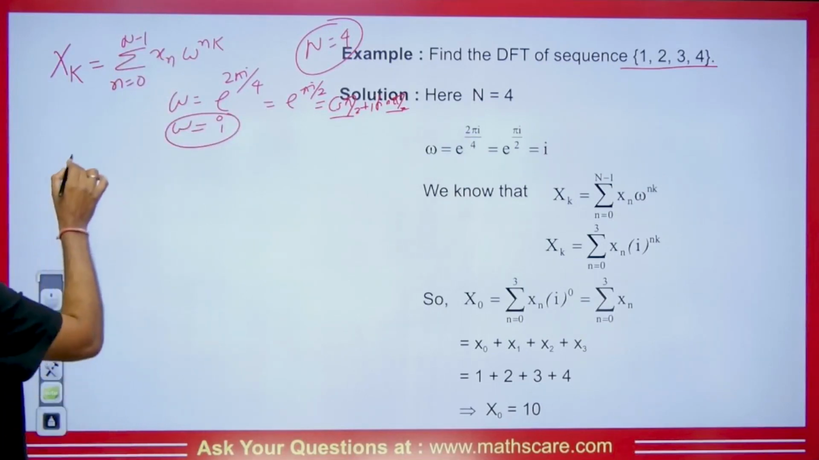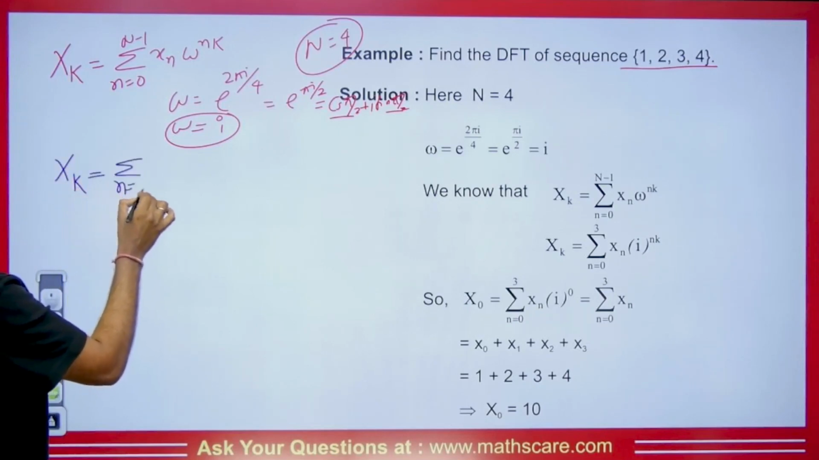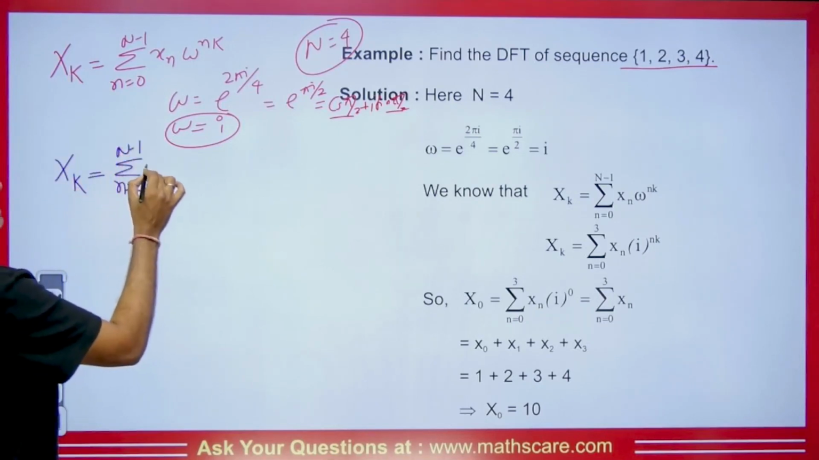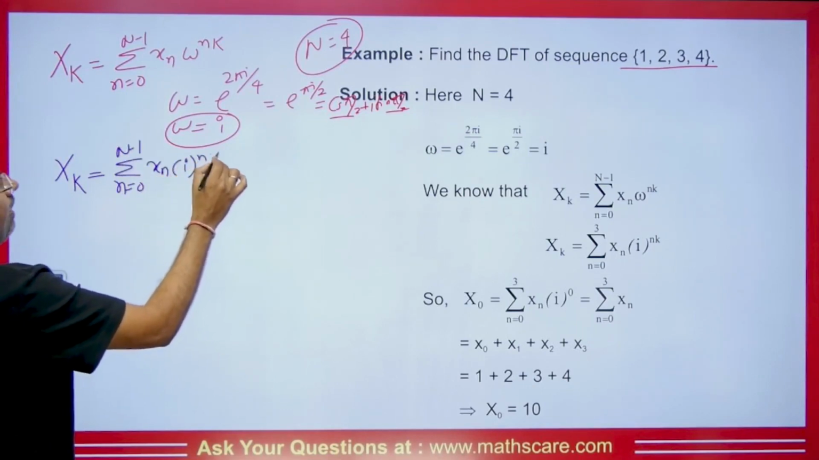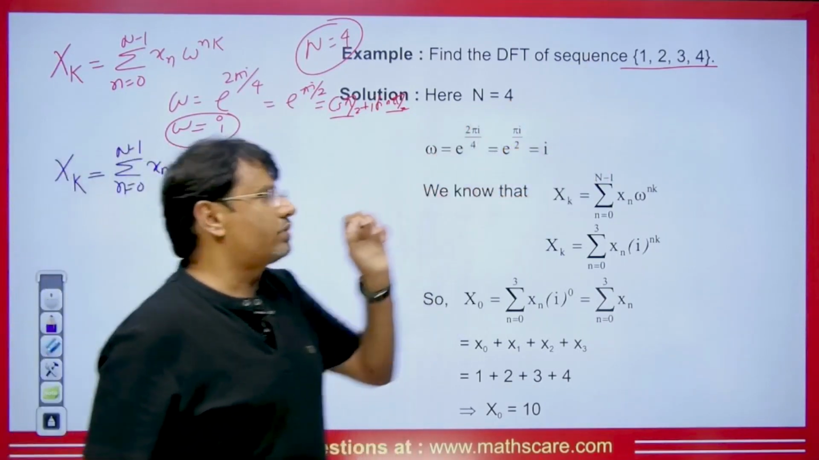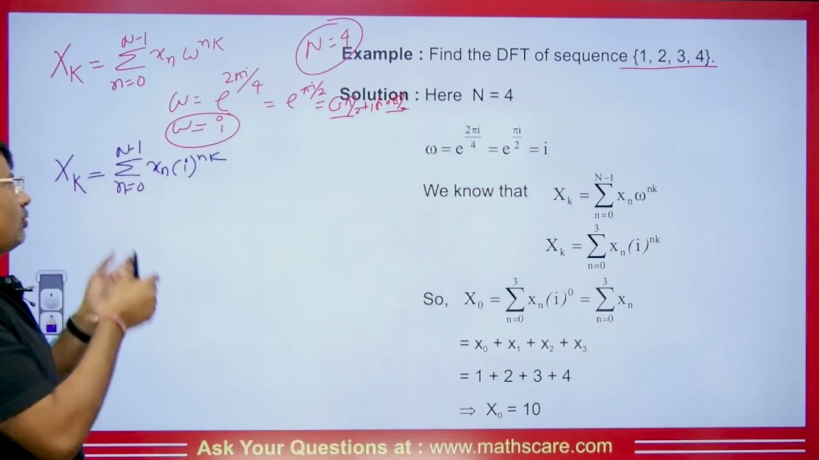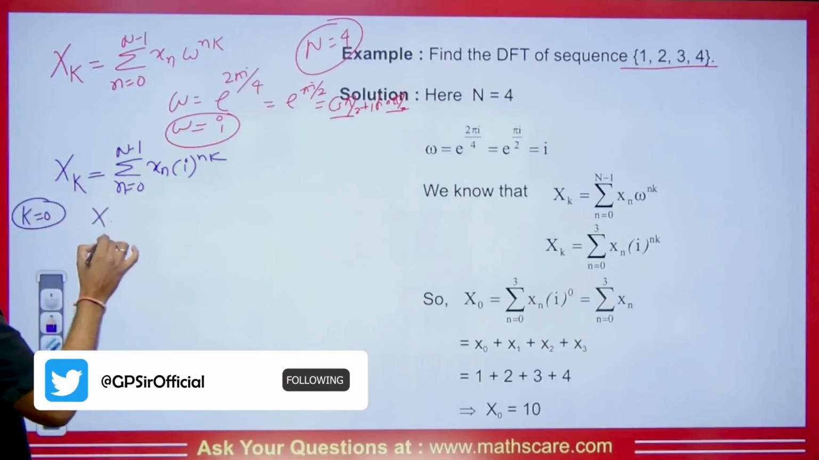What will be the value that we will get here? Capital Xk will be equal to the summation, here n is equal to 0 to capital N minus 1, of xn into iota raised to the power nk. Now it is given 1, 2, 3, 4 in the question. We will find a complex sequence corresponding to that. First, we will substitute the value of k as 0.